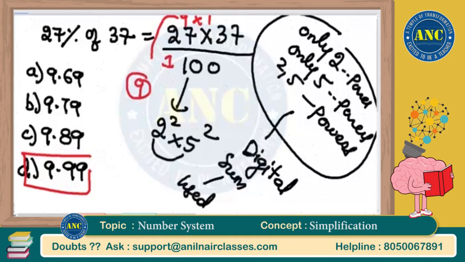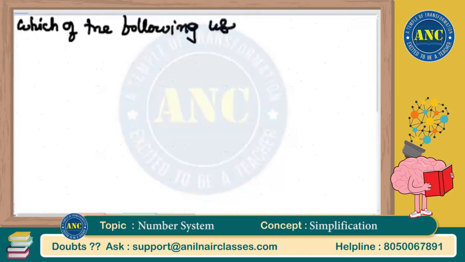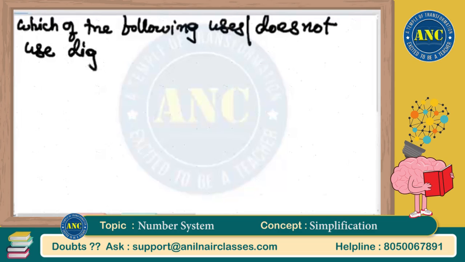Is it clear? I will do some more examples. You will come to know where the digital sum is used, and where the digital sum is not used. Please write down. Which of the following uses or does not use a digital sum?